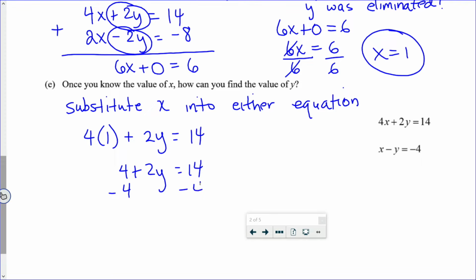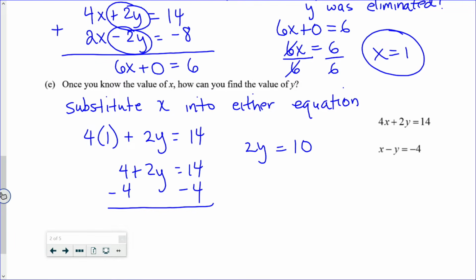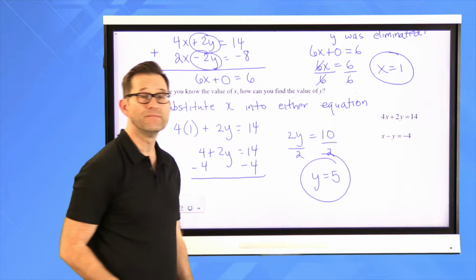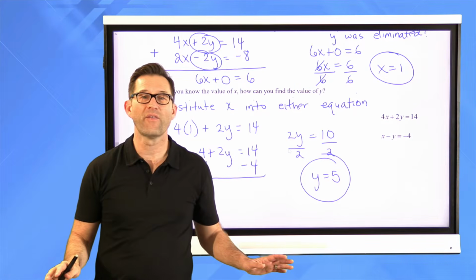Subtract a 4 from both sides. That'll give me 2y is equal to 14 minus 4, which is 10. And divided by 2, and I get y is equal to 5. Again, I get it, right? We already knew 1 comma 5 was a solution.